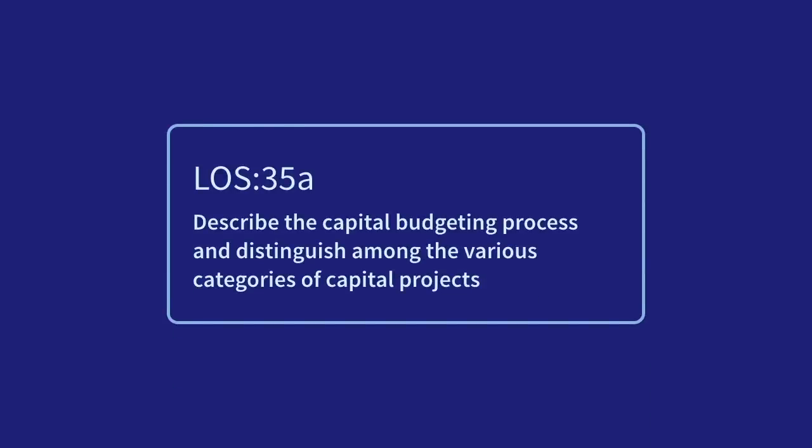Describe the capital budgeting process and distinguish among the various categories of capital projects. Capital budgeting is all about identifying and evaluating capital projects, projects with a life of a year or longer. There are 4 steps to the capital budgeting process.